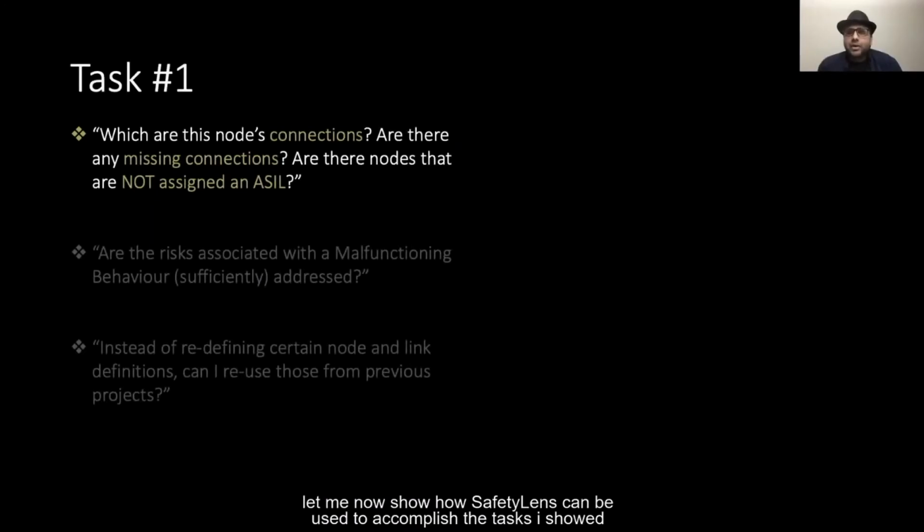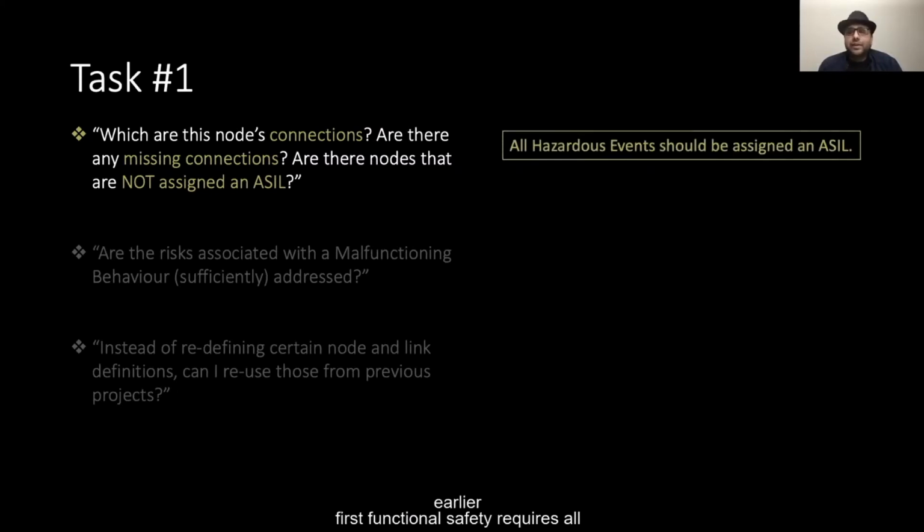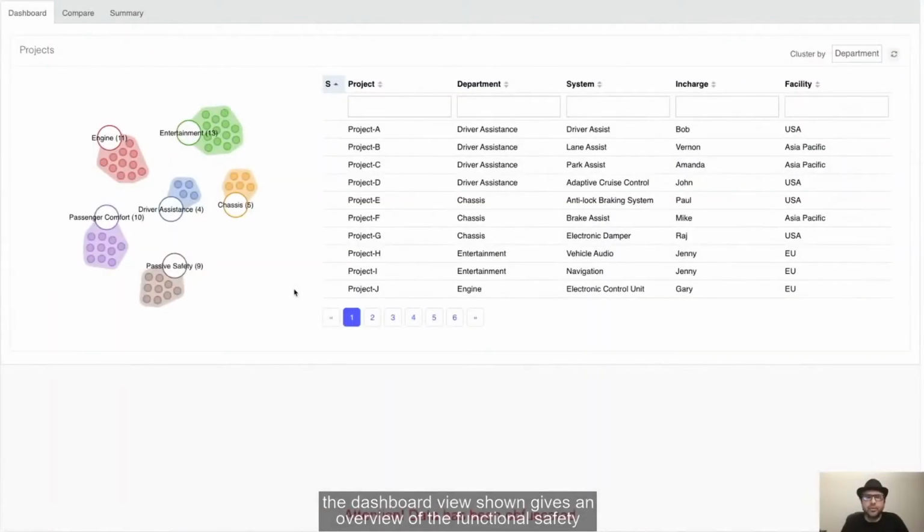Let me now show how safety lens can be used to accomplish the tasks I showed earlier. First, functional safety requires all hazardous events to be assigned an ASIL. While accomplishing this task, let me also walk you through the safety lens user interface. The dashboard view shown gives an overview of the functional safety projects. It serves as the starting point of functional safety analysis.